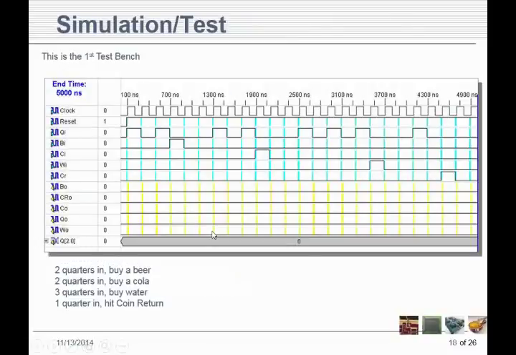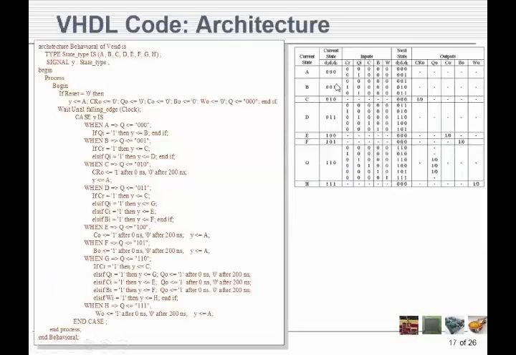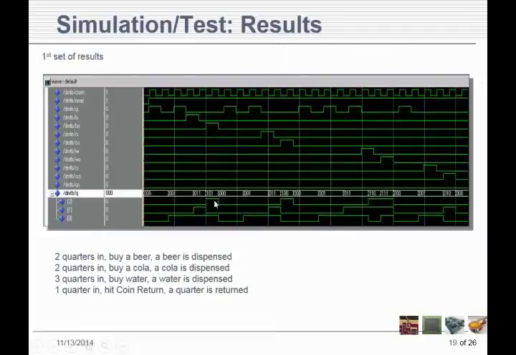Let's go back and just look at those for a minute. 0, 1, 2, 3, 4, 5, 6, and 7. So we should be able to tell by these exactly what state we're in. So here it shows we're in state A. We put in 1 quarter. We went to state B. We put in another quarter. We went to state C. And we had an input that was beer in. And then we had an output that was beer out. And we went back to state 0.